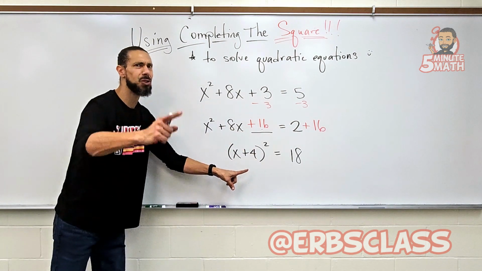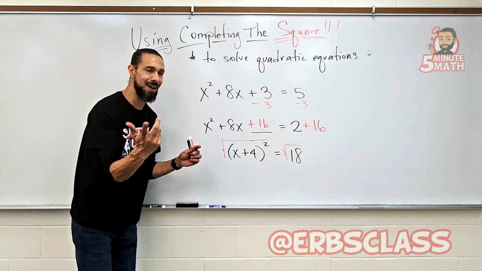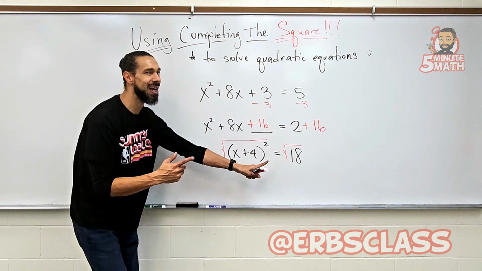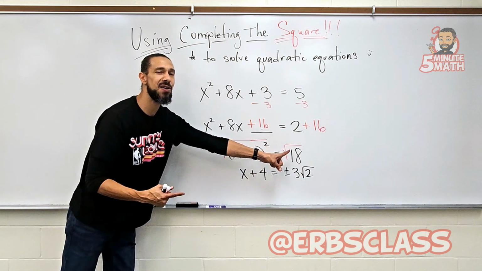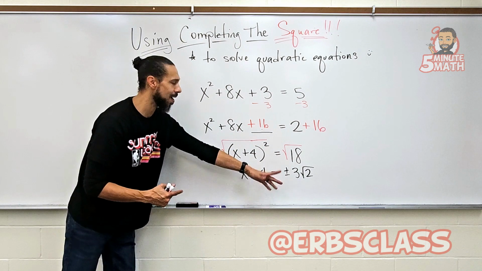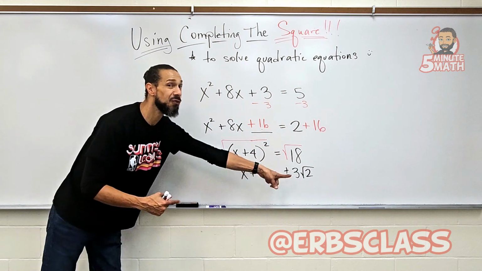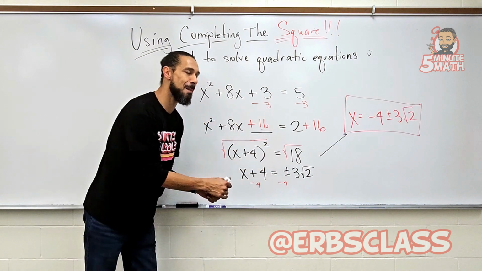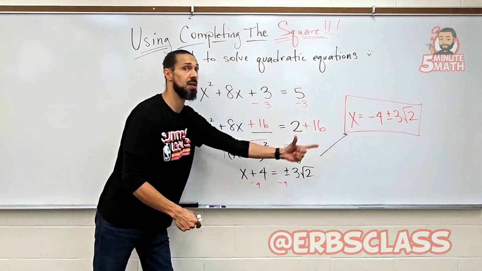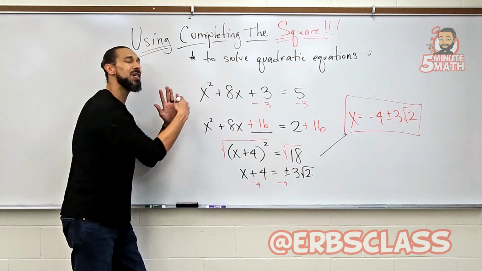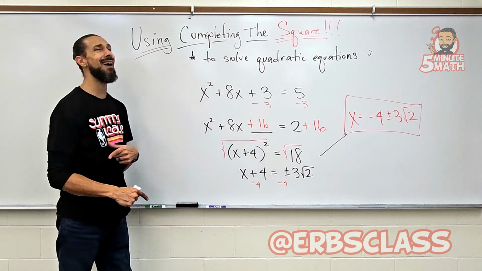And now I can take the square root of both sides. Of course the square root gets rid of that exponent. Then I take the square root of 18, simplified, and plus or minus. Bring that 4 over as negative 4. Remember, you write that negative 4 in front of the plus or minus. And that's how we solve using completing the square.